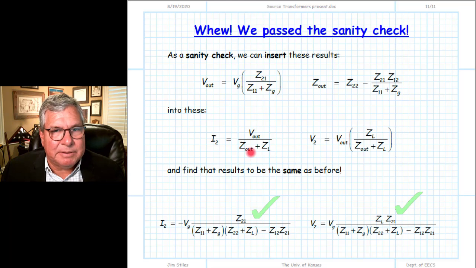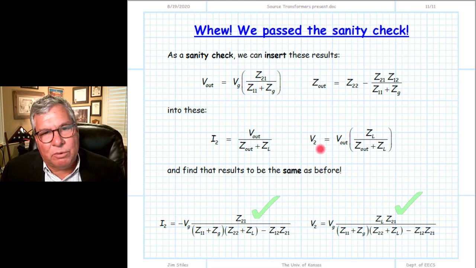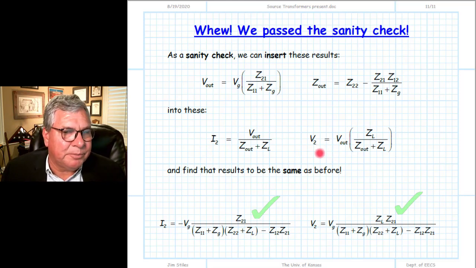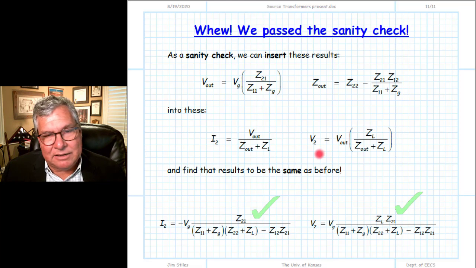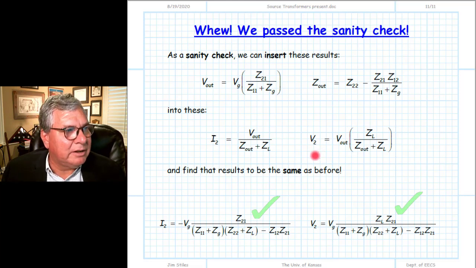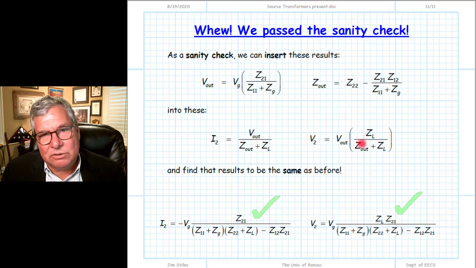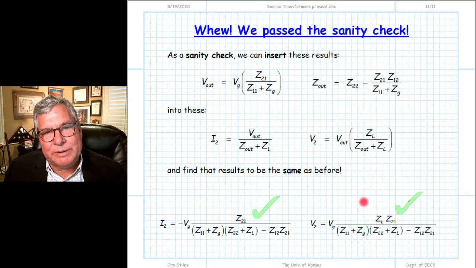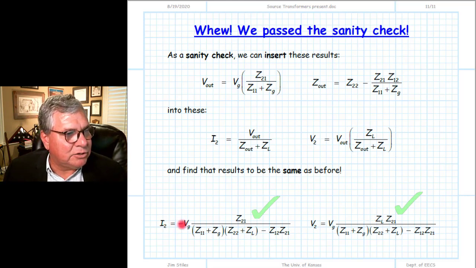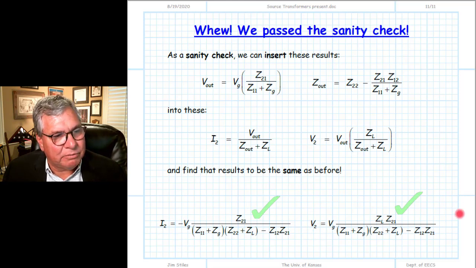Students again stress because they worry about which of these two results should we use. Should we use this rather simpler form for I2 and V2, or the more complex form that I showed earlier? I want to prove here that they're exactly the same, and so you don't need to worry about choosing the right one. If we take the values V out and Z out and insert them in these two equations and do a little algebra, what we come up with is precisely the same result as we initially had for I2 and V2. These are the ugly equations that we came up with originally.